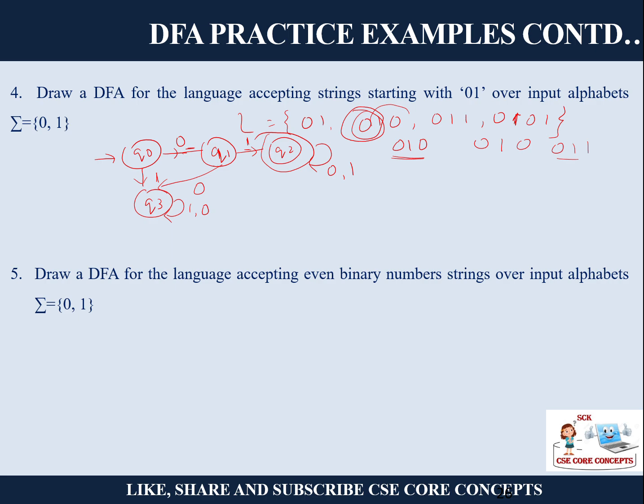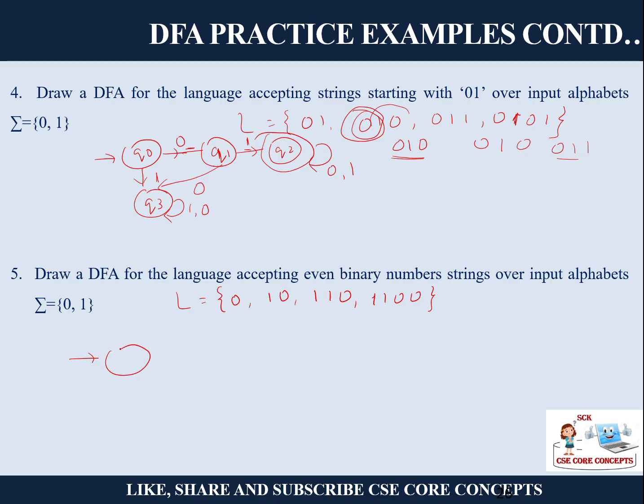Next, draw DFA for the language accepting binary number strings over input alphabets. So binary number strings over input alphabets means number is even, even binary numbers. So number is even when it ends with 0. So 0 is accepted, 1 0 is accepted, means in short your string should end with 0, right? It is accepted. So how will you do this? How will you draw this?